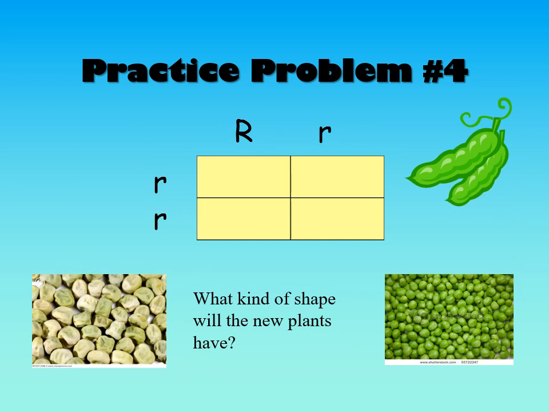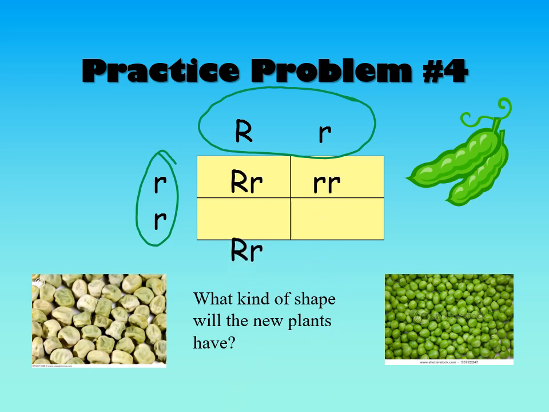Hopefully you found that the round parent looks like this. Heterozygous is one of each gene. The wrinkled parent has to be 2 recessives because wrinkled is recessive. When you fill out the Punnett square, you end up with half and half again. 50% of your pea plant babies would be round and 50% would be wrinkled.